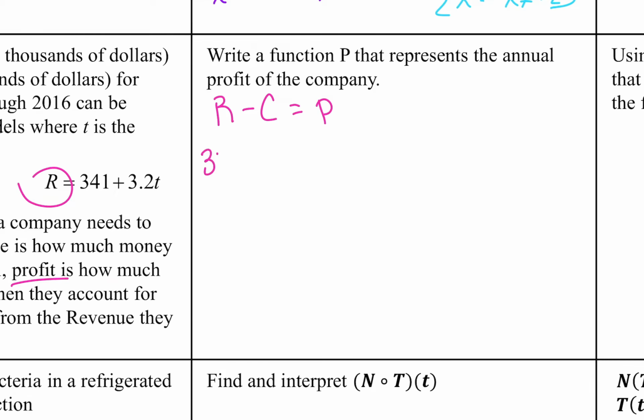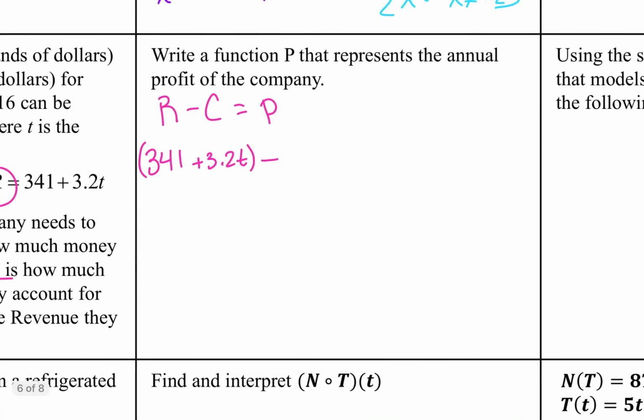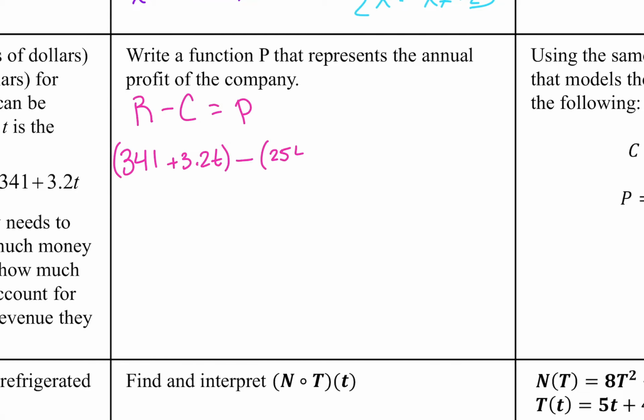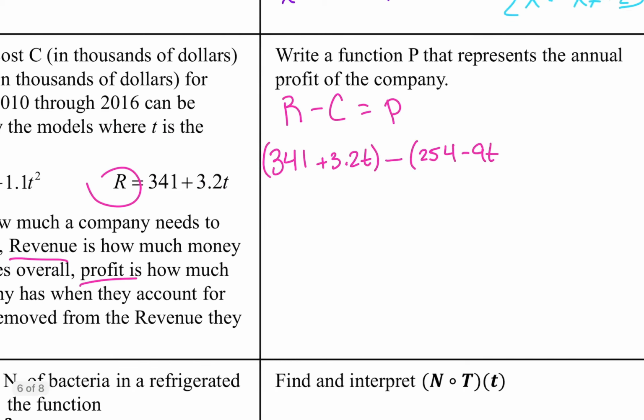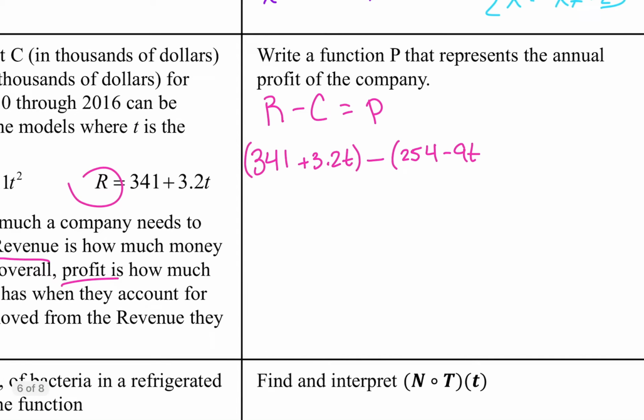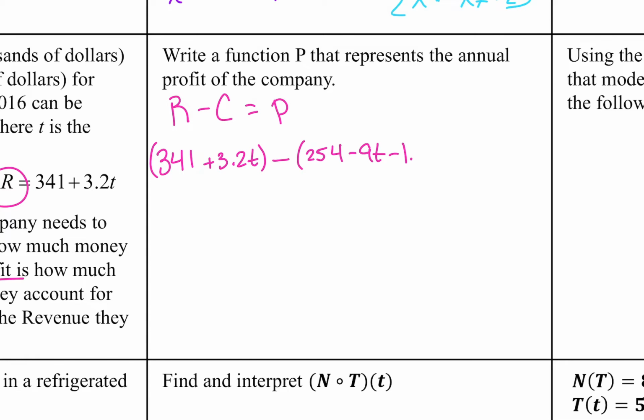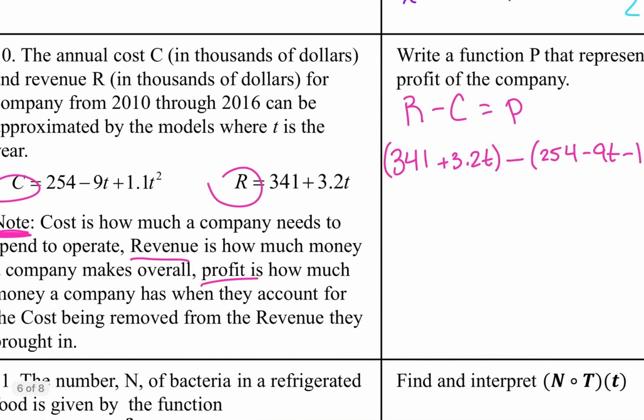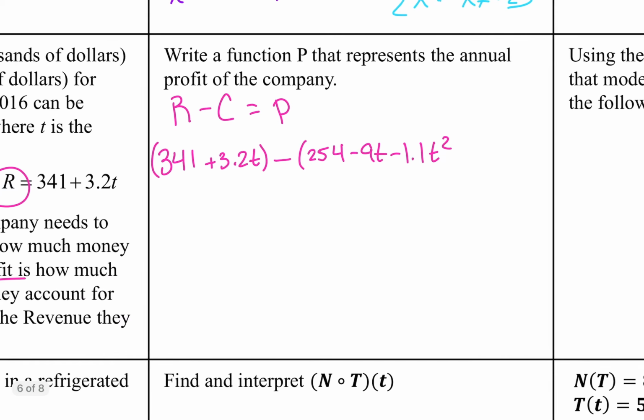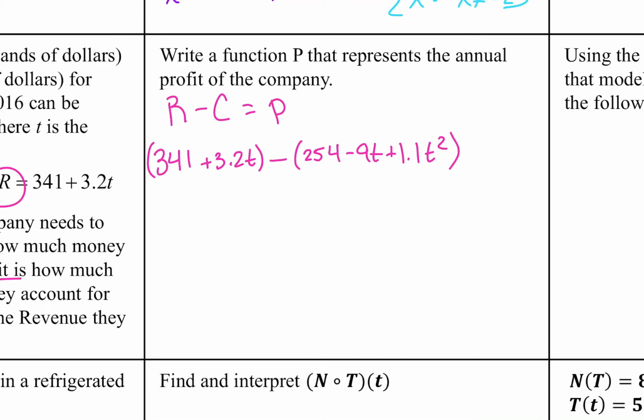So in this case, revenue is 341. I'm going to put this in parentheses. 341 plus 3.2t. We're going to subtract the cost, which is 254 minus 9t minus 1.1t squared. No, sorry, that was plus, wasn't it? Sorry, plus 1.1t squared. And we're going to take this negative sign and distribute it into all this to figure out what's going on.